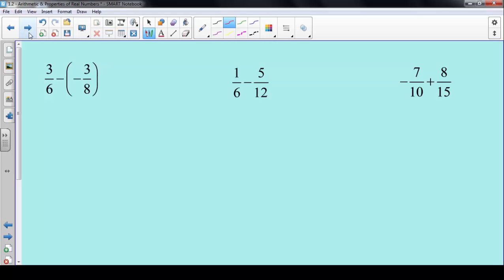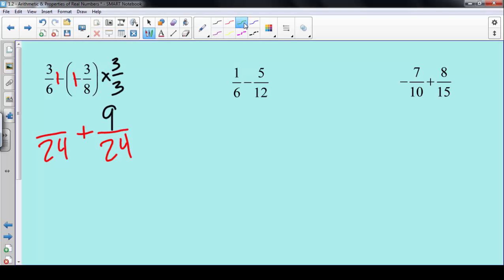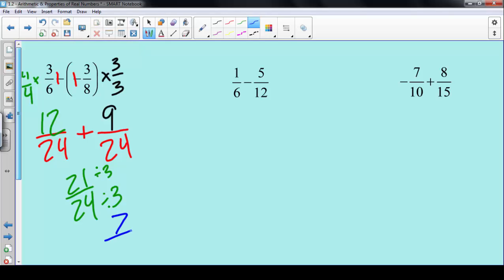Alright, so same idea here. Let's first start by doing add your opposite. We can use 24, then we can add these together. 12 plus 9 is 21/24. Notice we can divide both of these by 3. And when we do that, 21 divided by 3 is 7. 24 divided by 3 is 8.